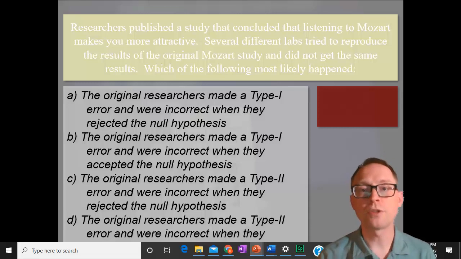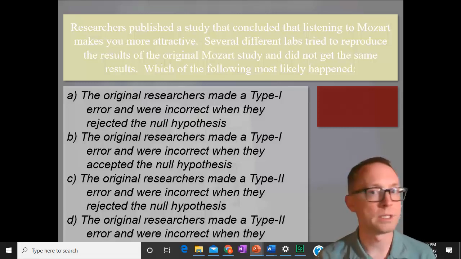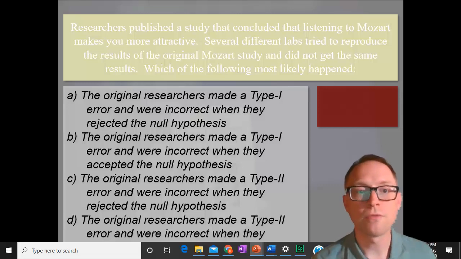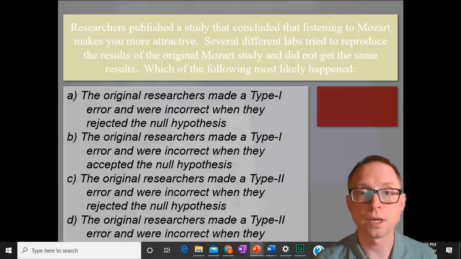So when you reject the null, you say that Mozart makes you more attractive when it really doesn't. So type 1 error is when you reject the null when the null is true. So that would be saying that Mozart makes you more attractive when it doesn't really do that. So that means in the original study, they found that Mozart makes you more attractive. That means that if they were wrong, they made a type 1 error in the original study.